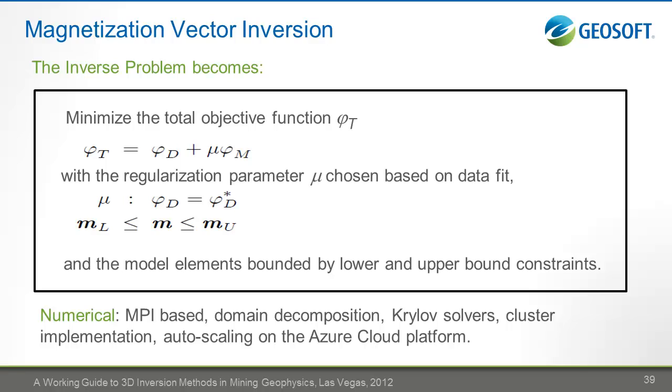Now, in Foxy, we've implemented this as an MPI-based algorithm. It uses domain decomposition to spread the calculation across nodes in the cluster. We use Krylov solvers, and rather than implementing this on a specific cluster hardware, we've implemented it in the Azure cloud with an auto-scaling process so that the resources required from the cloud are constructed on demand to solve a problem of virtually any size.